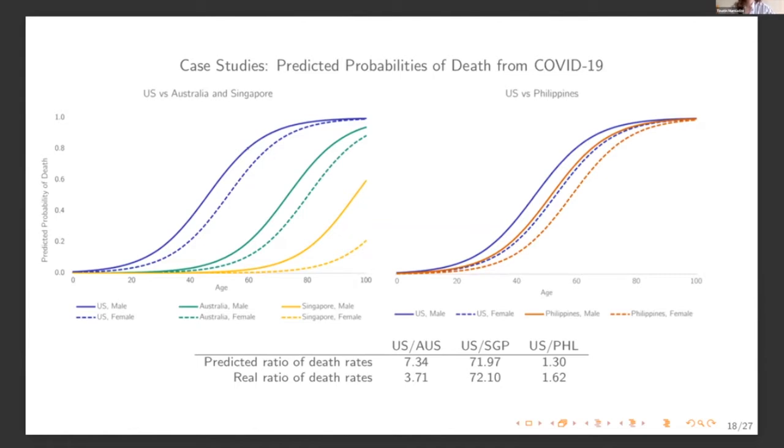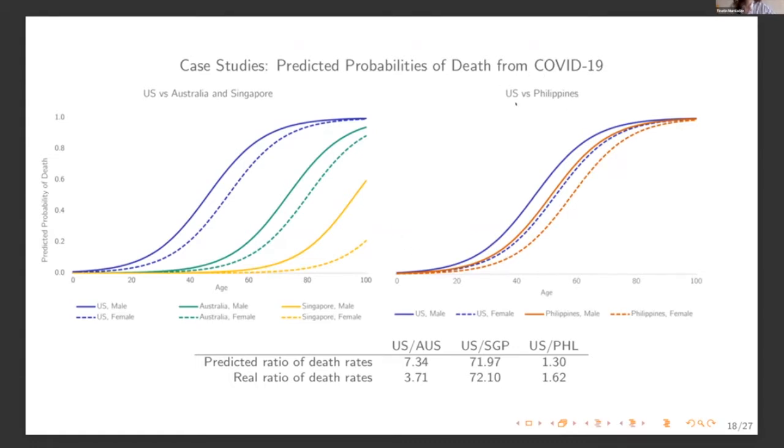So if we calculate predicted probabilities of death at the means of the sample for each country, we will see that the predicted ratio of death rates between the US and Australia is equal to 7, and the same ratio between the US and Singapore is roughly 72. If we calculate the same ratios using real data, we will find that the ratios are roughly 4 and 72 respectively. So the model did a very good job at predicting the death probabilities.